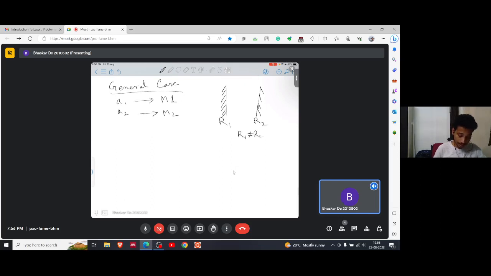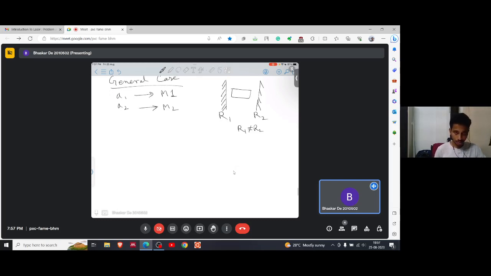And then there is another absorption or loss in the medium. So there is the medium and this medium will absorb some part of the light. So this is a more realistic situation that is denoted by alpha.